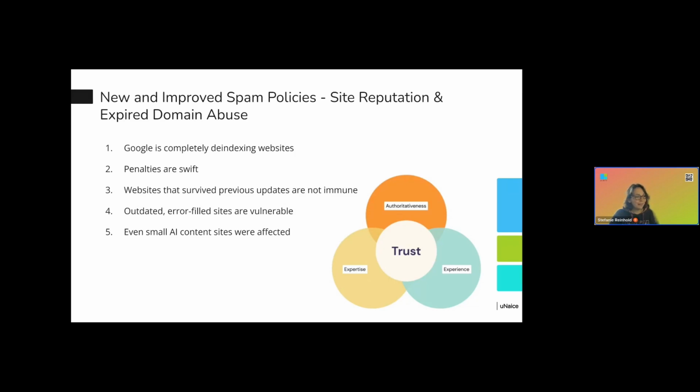Right. And the last one is that even small AI content sites were affected this time around. This was very interesting, and a lot of people thought this wouldn't be happening at this point. But Google's ability to actually detect purely AI-generated content has become so refined that even the smallest players in this field have been penalized right away. There was really no forewarning. They were just gone instantly.